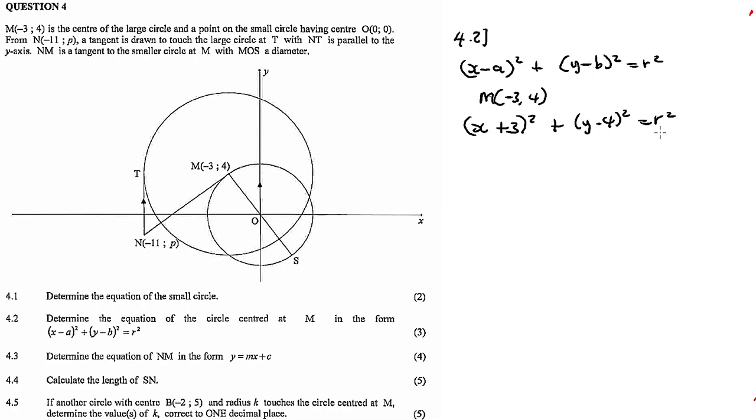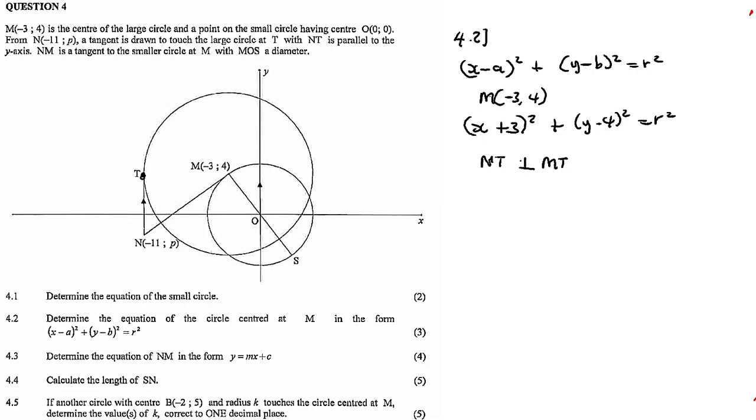I need the value for r. How do I find the value for r? I need at least one point on the circumference of the big circle. On the circumference of the big circle there is T, and I can see that NT is a tangent, and MT is a radius. M to T is the radius, and the radius and the tangent are perpendicular to each other.